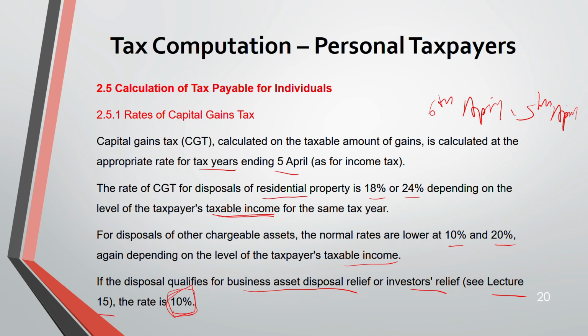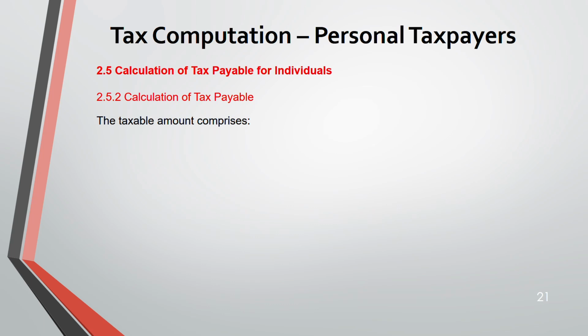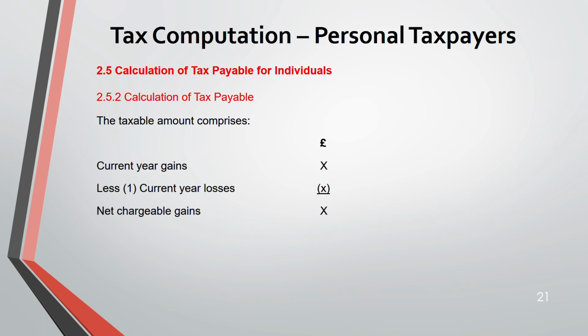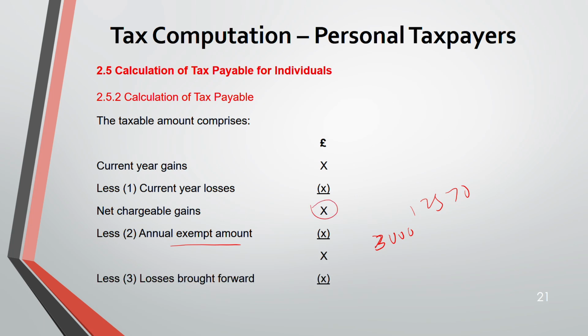Okay. Now, calculation of tax payable. First, your current year gain, deduct your current year loss, is known as net chargeable gain. Then deduct the annual exempt amount. How do we deduct personal allowance from our net income? Here from net gain, we deduct the annual exempt amount. For this year, it is 3,000. It's fixed. Like how personal allowance 12,570 for income tax is fixed. So here it's the annual exempt amount. Most of the students forget to deduct this and they start calculating tax on net chargeable gain. Don't do that.